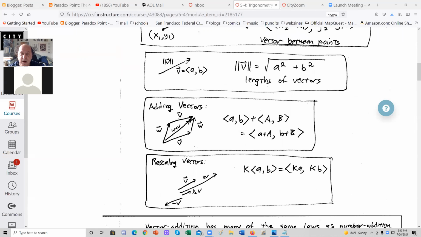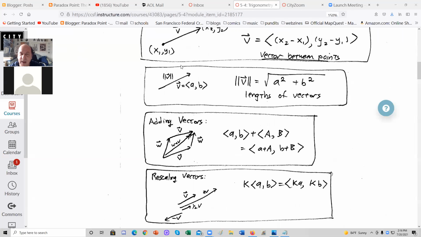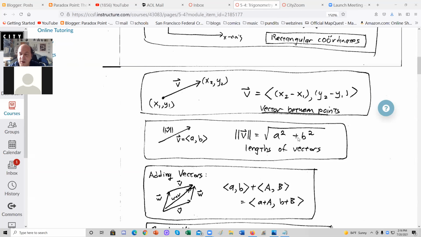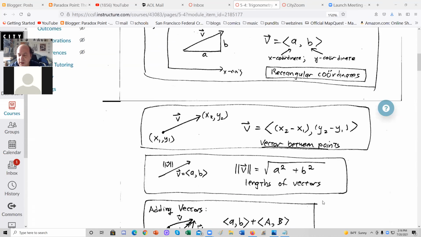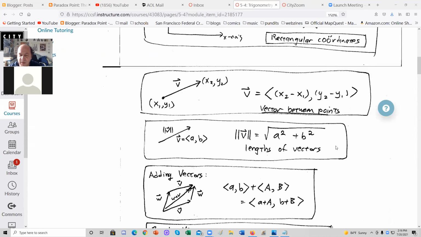So if we have a vector with a by b, then we'll denote its length by this double bracket around it, sort of like an absolute value sign. And in keeping with the Pythagorean theorem, the length of v is the square root of a squared plus b squared, the usual Pythagorean definition.